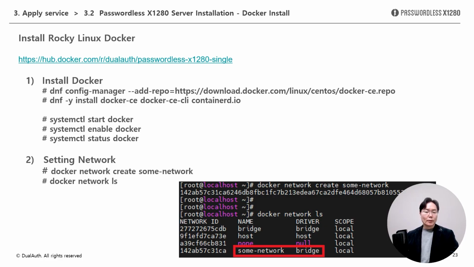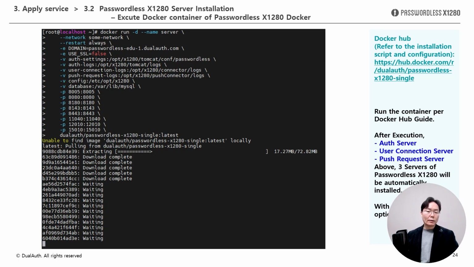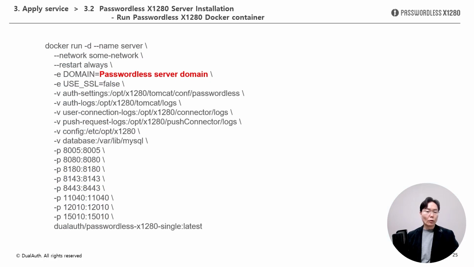Once the Docker installation is complete, proceed with the network configuration. Copy the Docker run command from the Passwordless X1280 single page on the Docker Hub website and execute it. The following is the Docker run command, as listed on the Docker Hub site. For the domain option in the command, enter the passwordless server domain that was specified during service registration on the passwordless members site. If you are not using a certificate, set the use_SSL option to false. If you are using a certificate, I will explain it in detail later.